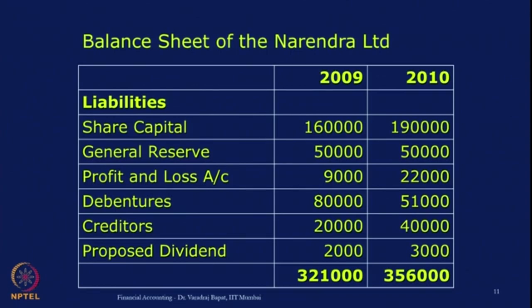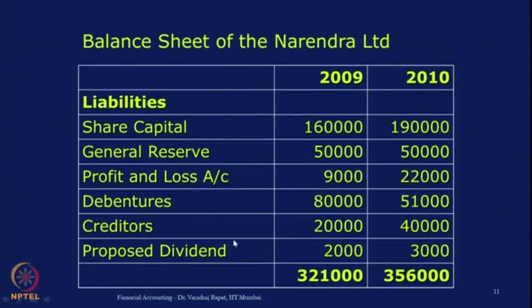So, which type of item is it? Is it O or I or F? It is not O, it is not a day to day item. It is neither I, it is not our investment. It is an F item. We had raised money by way of debentures, and now we are repaying it. So, mark it as F. Is it inflow or outflow? It is basically an outflow. We are making payment. So, mark it as F outflow.